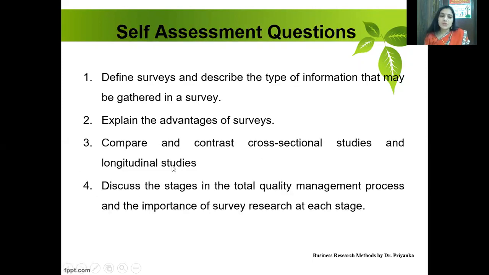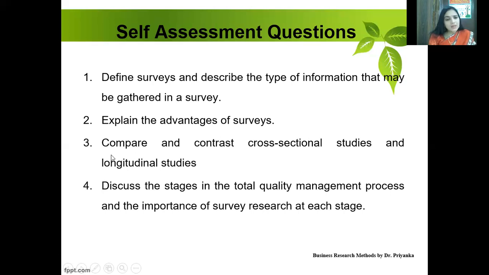Some self-assessment questions. Number 1, define surveys and describe the type of information that may be gathered in a survey. You'll be giving a definition of survey here and the type of information that can be gathered through survey. You will list down all the information. Second, explain the advantages of survey. You have to list down all the positive points of surveys. You can even give one example for each.